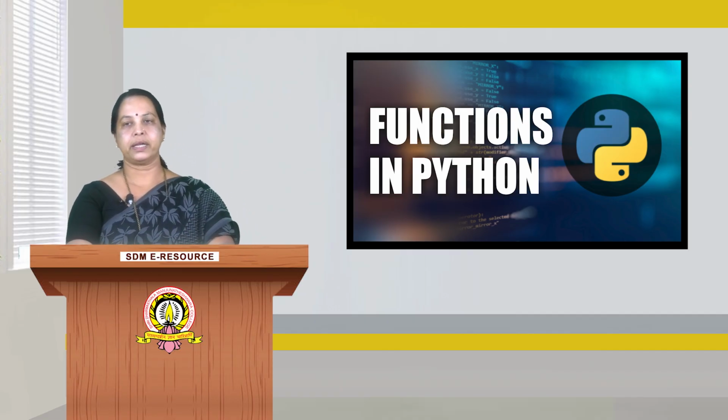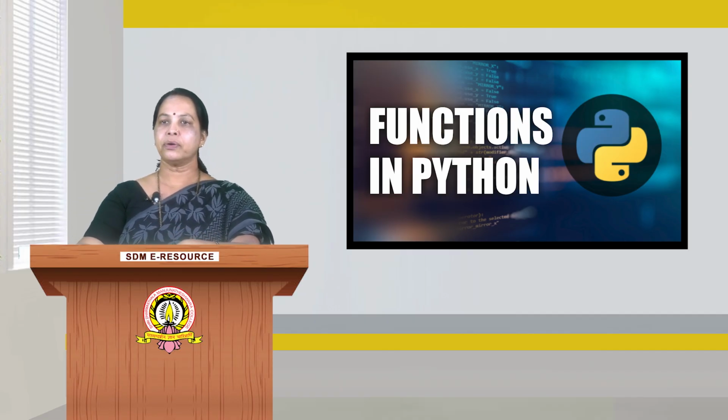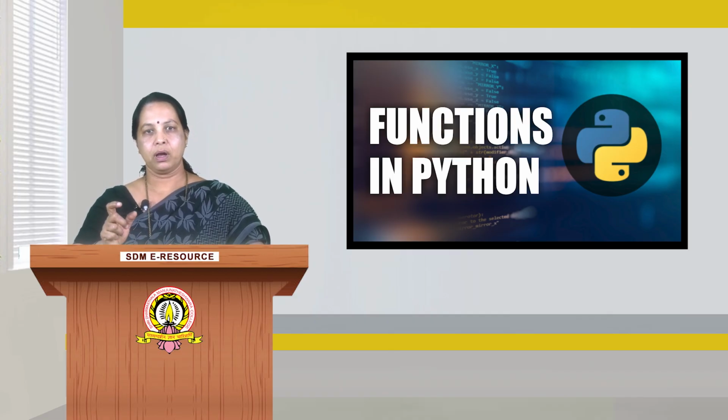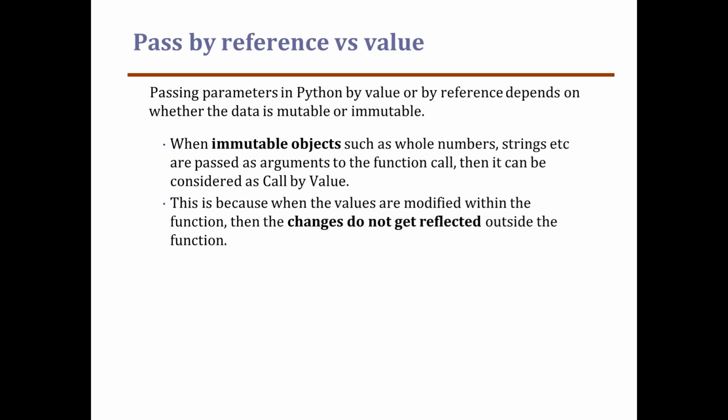variable will be created. Therefore, immutable objects such as whole numbers, integers, floats and strings are all immutable data types. When immutable objects such as whole numbers, strings, etc. are passed as an argument to the function call, it can be considered as call by value.